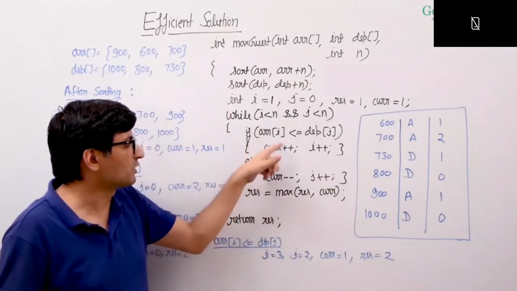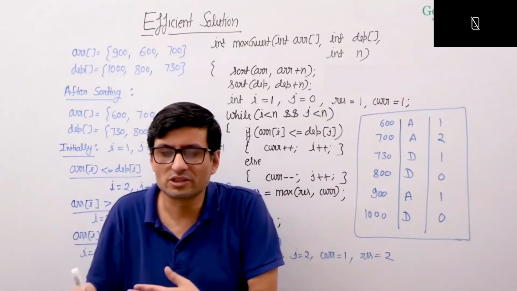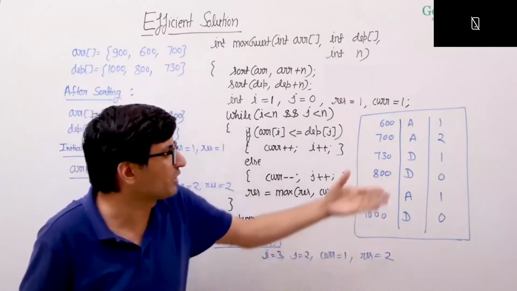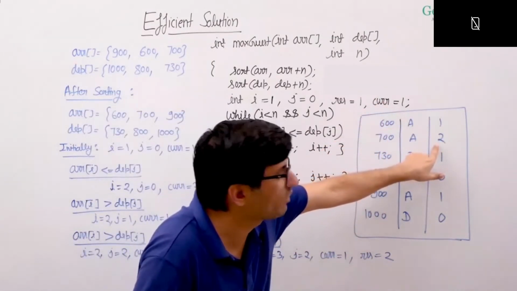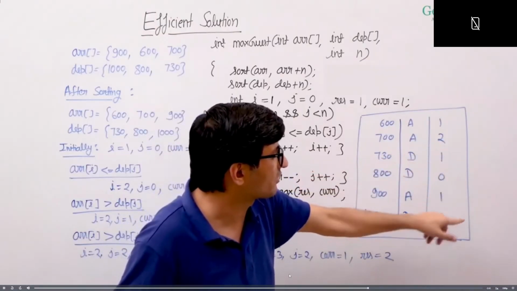And whatever you do out of these two, you compare the current with the result. If result is less than the current, then you update the result. You basically are checking when you get the maximum result. So at this moment, you will have the maximum result as 2, right? And the result will be updated here. It won't be updated after this.